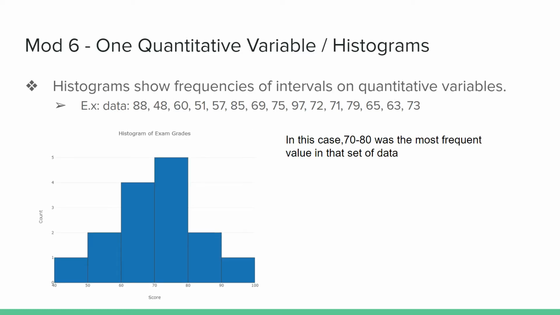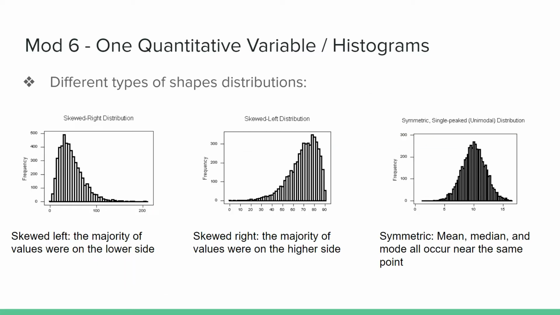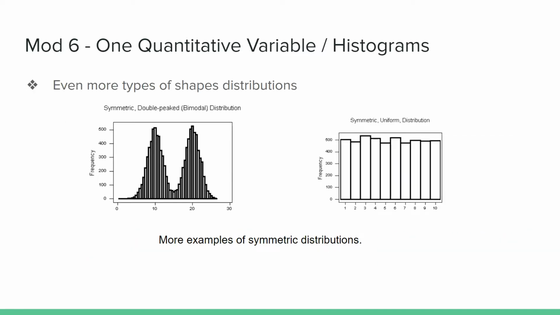Speaking of histograms, they are used to display frequencies of variables on a graphical display. There are many types of histograms, such as skewed left, skewed right, symmetric, and these all have their own reasons on why they look like that, having values that are more towards the lower side of things.